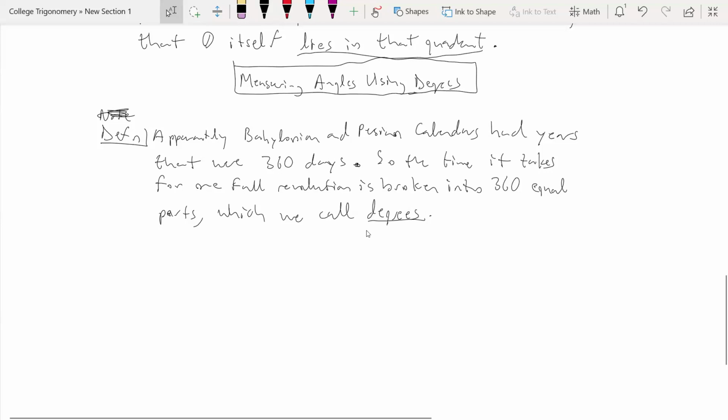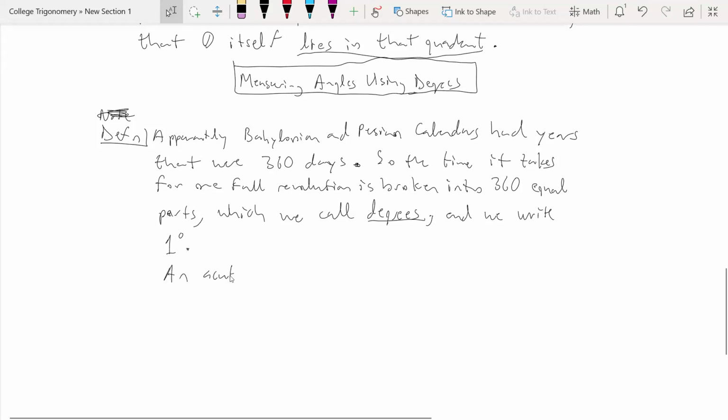So now that we have that, oh, yes, and we write 1 degree, right? So that's how we do the degree symbol. Okay, so now that we have that 360 degrees is one full revolution, now we can start making some special angles here.